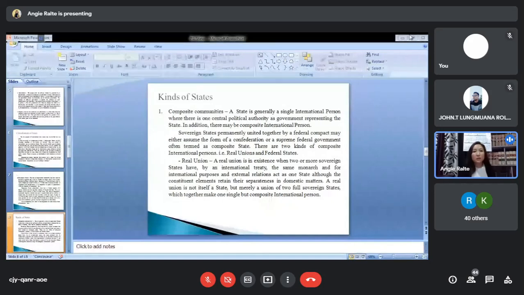To become an international person, as we mentioned in the previous class, a state can be an international person, and organizations such as NGOs can also be an international person under international law if they are granted special status. So in special cases they become international persons. A state is generally a single international person where the political authority is the government.